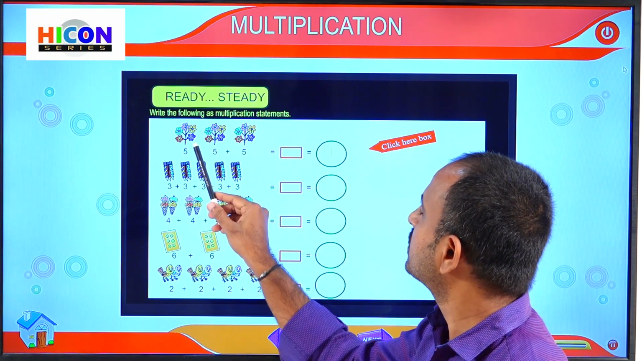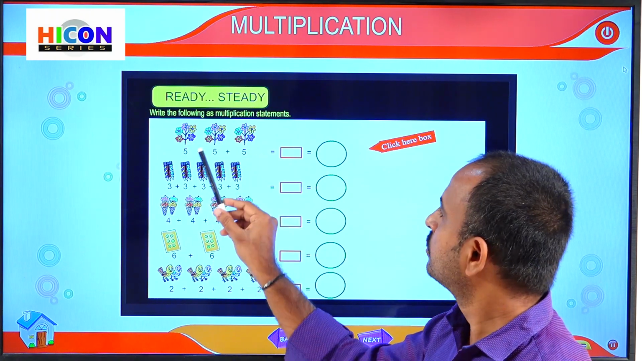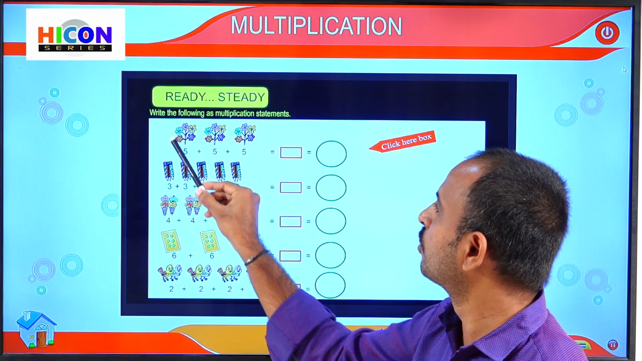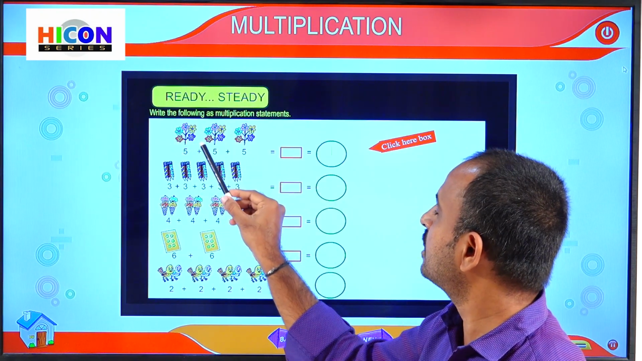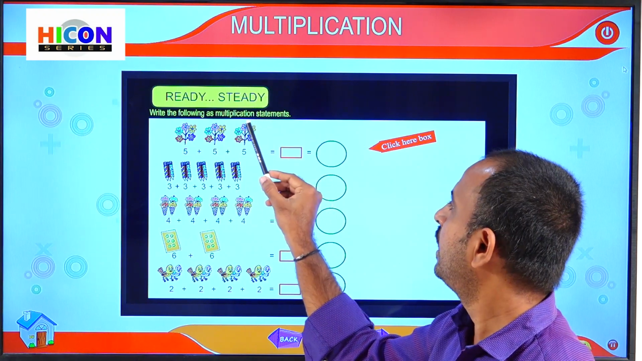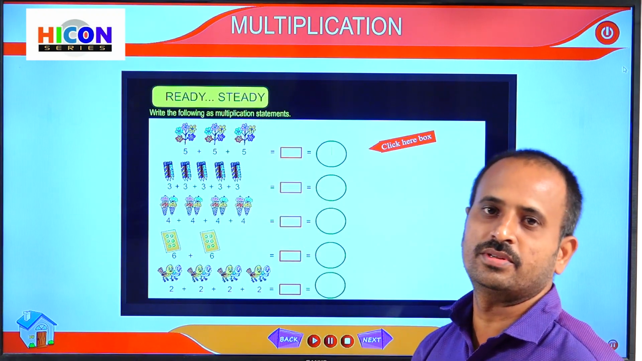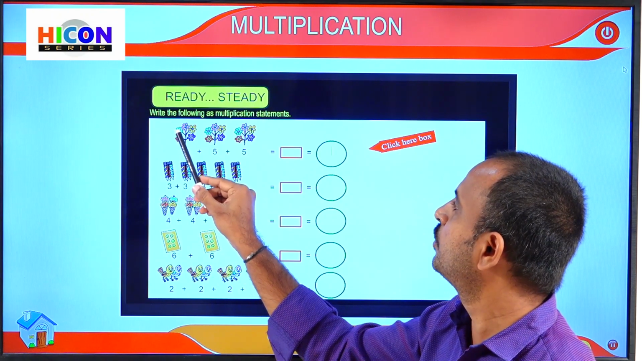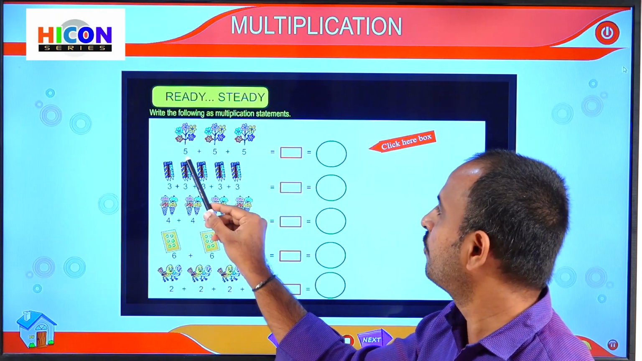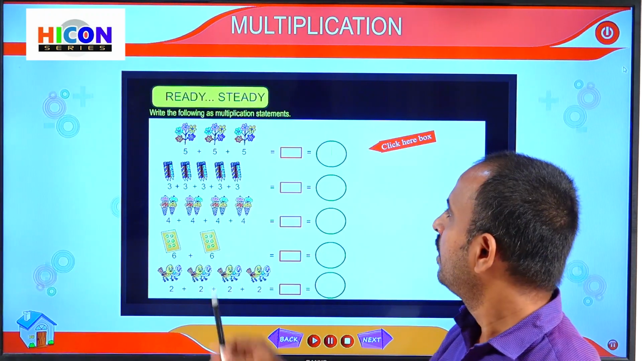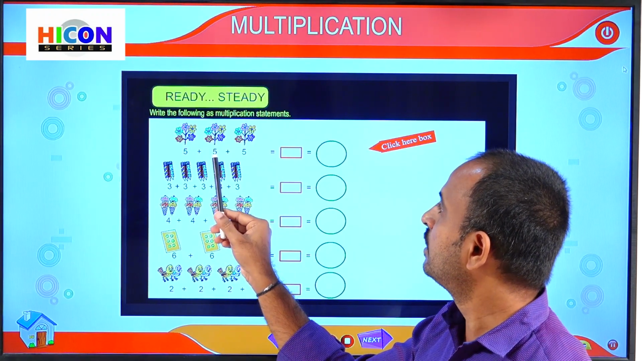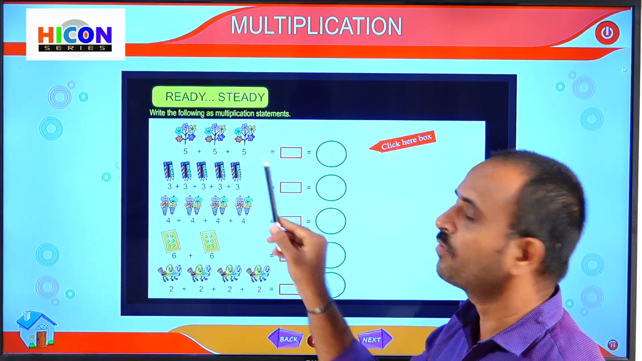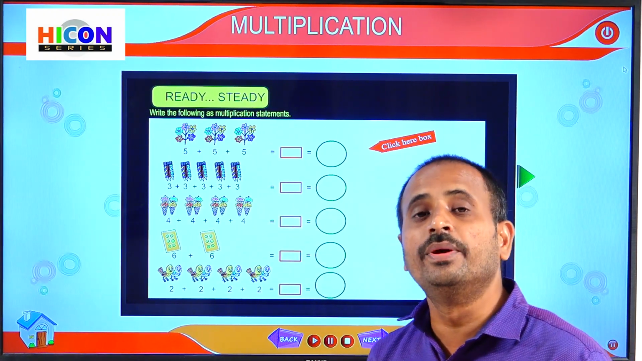So how many flowers are there in each group? Children, this is a group of flowers. This is one group of flowers, and this is another group of flowers, and this is another group of flowers. In each group, how many flowers are there? 1, 2, 3, 4, 5. 5 flowers are there. In the second group also, there are 5 flowers. And in the third group also, there are 5 flowers. So total, how many flowers?